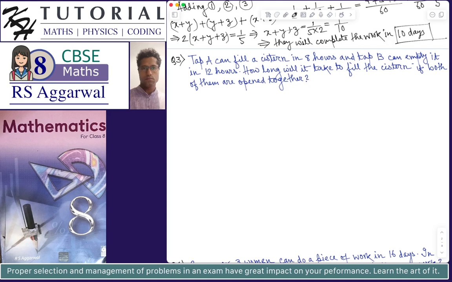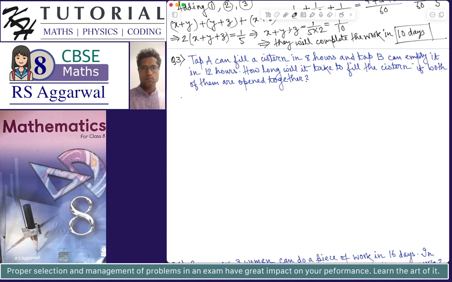Tap A can fill a cistern in 8 hours and tap B can empty it in 12 hours. How long will it take to fill the cistern if both of them are open together? Okay, so we know that tap A is an inlet and tap B is an outlet.